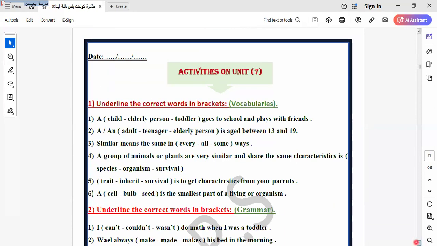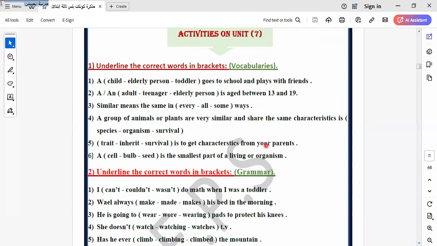Let's answer the questions depending on this unit together. Goes to school and plays with friends. Which one? A child or clever pupils. A person aged between 13 and 19 years. Teenager. You are clever pupils.